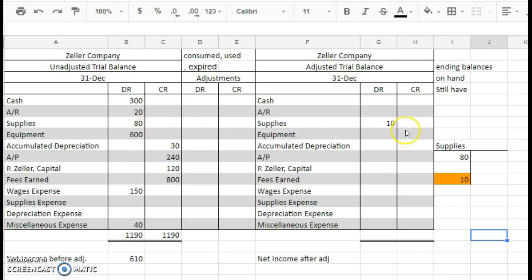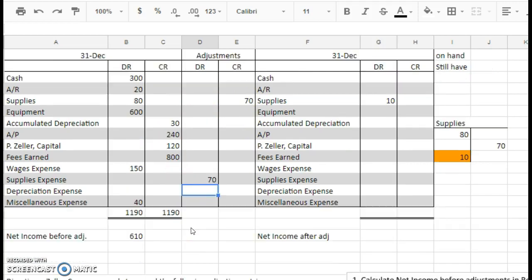So you had 80, now you have 10. How did you get there? Well, we have to credit. 80 debit, a credit of 70 gives us $10 left over. So our adjusting entry is a 70 credit to supplies. My debits must equal my credits. So if I expensed it, I used it up, I have to show that my supplies expense is now 70. So you're taking an asset and expensing it.